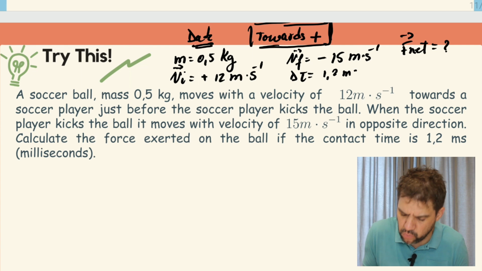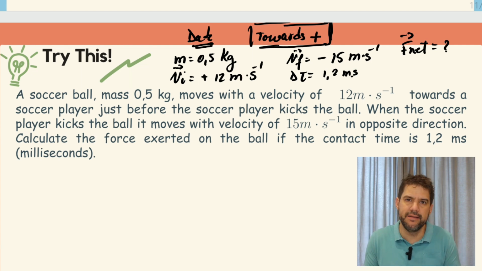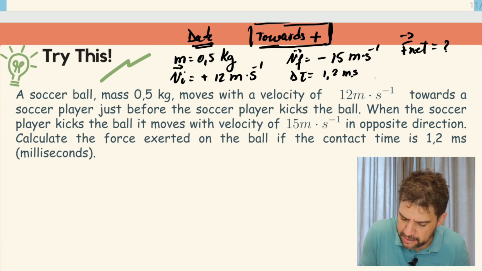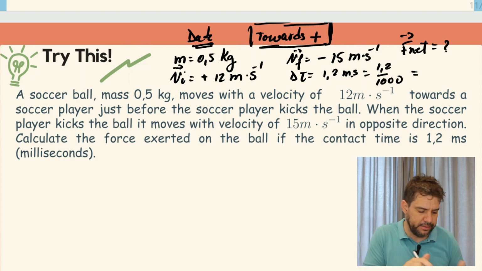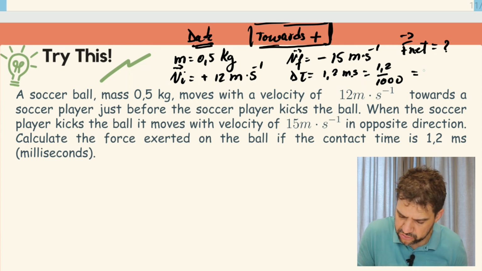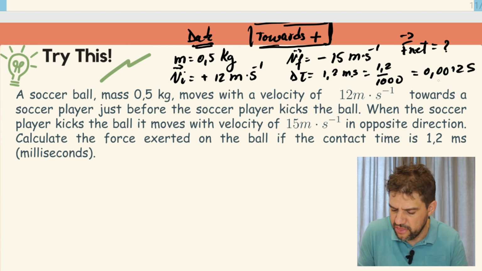We cannot work in milliseconds. Milli, like millimeter, milligrams, is 1,000. So you have to divide by 1,000. That one will be 1.2 divided by 1,000, and this is equal to 0.0012 seconds. That is going to be the time.